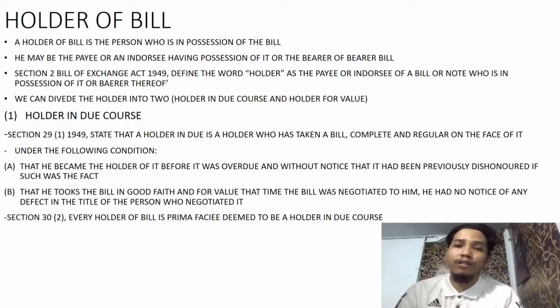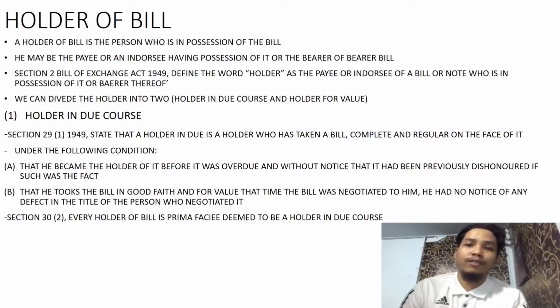Holder of bill. A holder of bill is the person who is in possession of the bill. He may be the payee or an endorsee having possession of it, or the bearer of bearer bills. In section 2 of the Bill of Exchange Act 1949, the word holder is defined as the payee or endorsee of a bill or note who is in possession of it, or the bearer thereof. Okay, we can divide the holder into two. The first is holder in due course, and number 2 is holder for value.